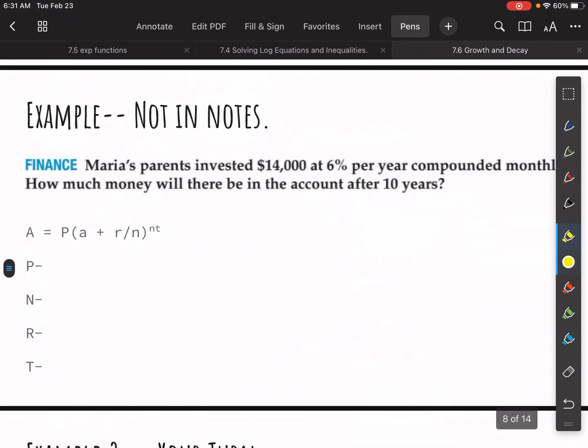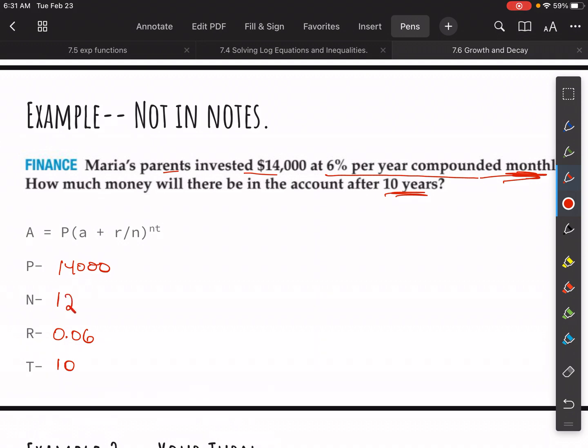So here's another example that is not in your notes, but pay attention to this. Parents invested $14,000 at 6% a year, compounded monthly. How much will there be in the account after 10 years? Okay, so the principal is $14,000. The interest rate is 0.06. The time frame is 10. And then n, since it's monthly, you have to figure out how many months are in a year, and the answer to that is 12.